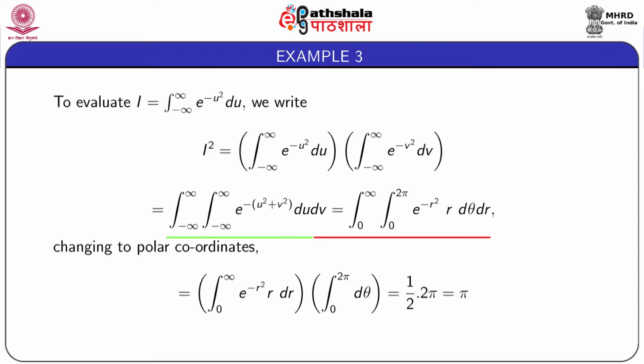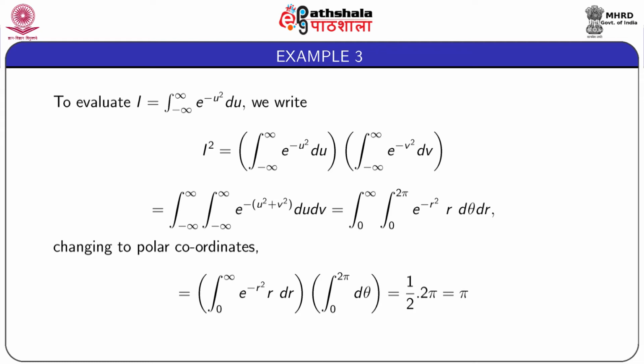We change this integral to polar coordinates, so that this integral becomes integral 0 to infinity, 0 to 2 pi, e to the power minus r square r d theta dr. Here u is r cos theta, v is r sin theta, so that u square plus v square is equal to r square, which gives integral from 0 to infinity e to the power minus r square r dr into integral 0 to 2 pi d theta, which is equal to half into 2 pi, that is equal to pi.